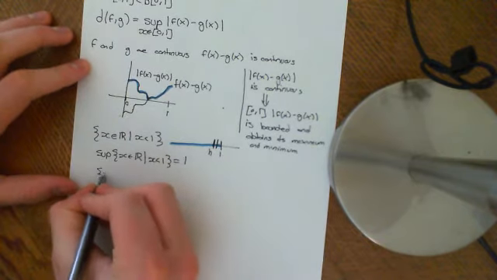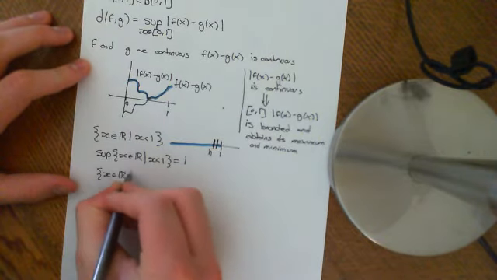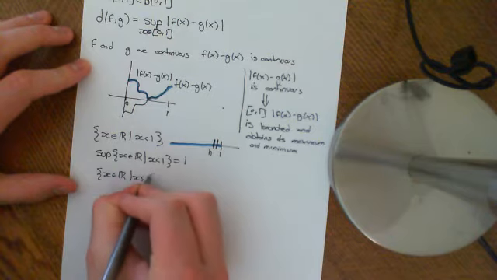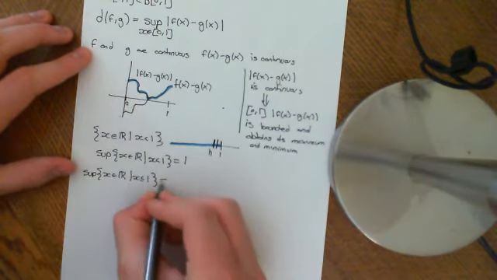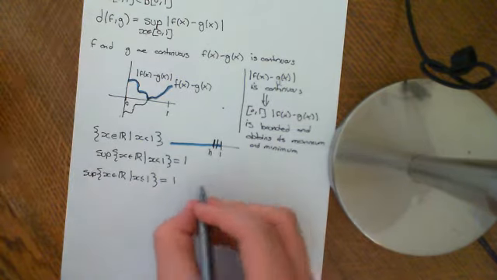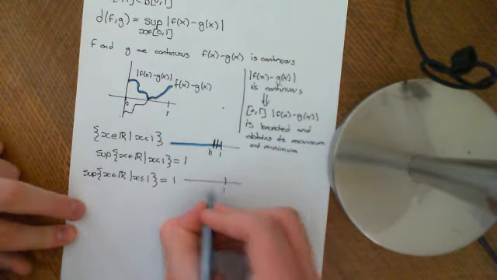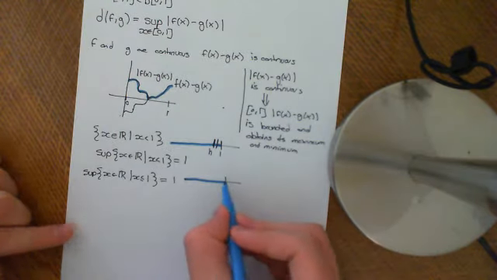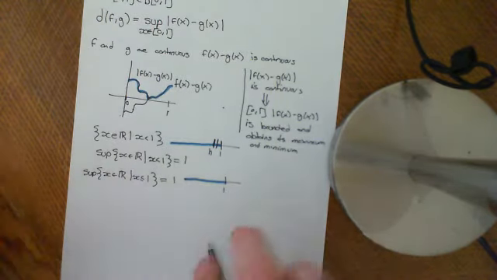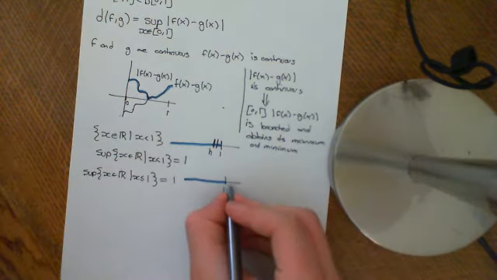If I took the set x is an element of the real numbers such that x is less than or equal to 1, then the set actually now contains 1. The supremum of this set is still equal to 1, because if I draw this again, I go up to 1, and in that set I have every element up to and including 1.